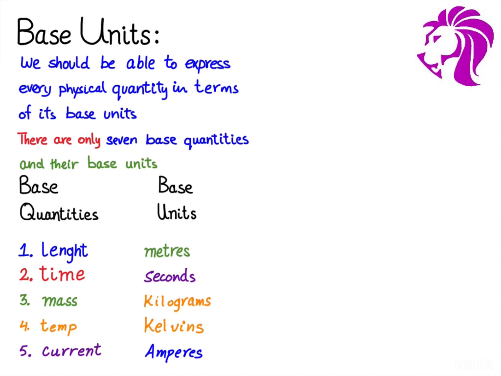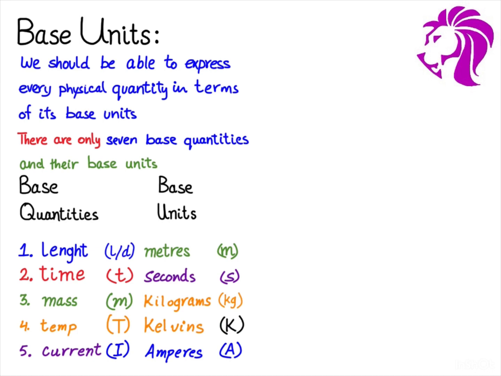Now their respective symbols for the physical quantities are length, it's L or D, time it's T, mass it's M, temperature it's T, and current it's I. Similarly, the symbolic representation of these units for these base quantities are meters, we represent it with m, seconds it's s, kilograms it's kg, kelvins it's K, and amperes it's A.